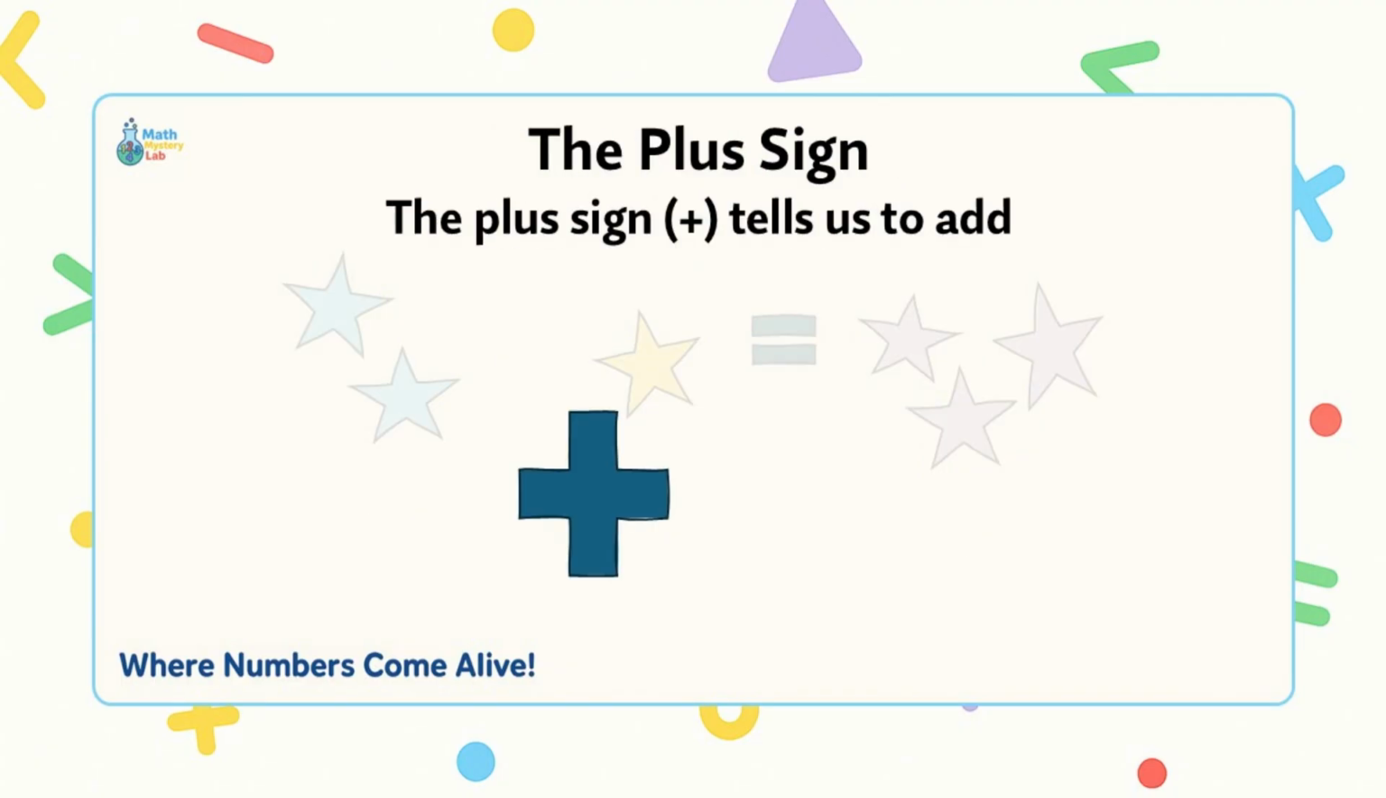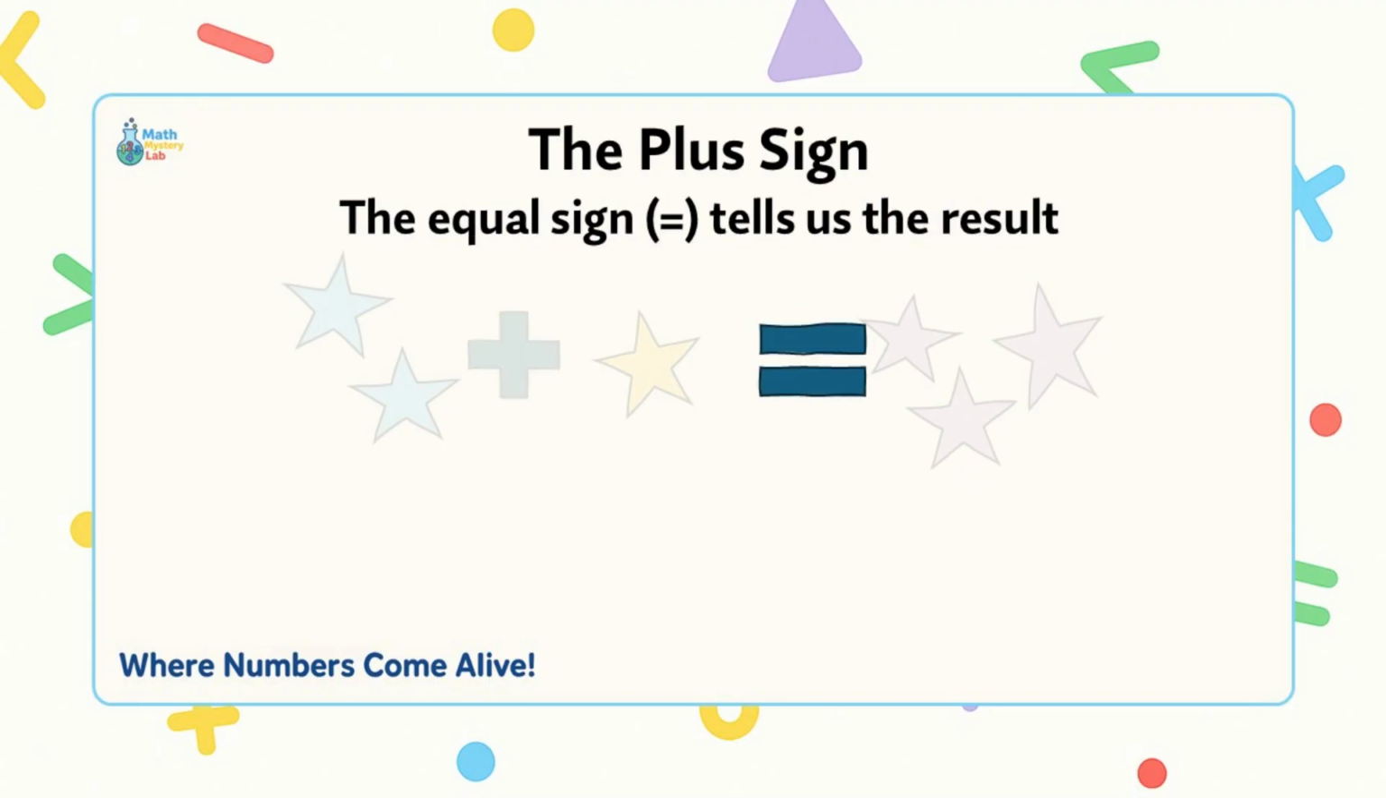The plus sign tells us to add both sides together. The result of the addition is then written on the right side of the equal sign.